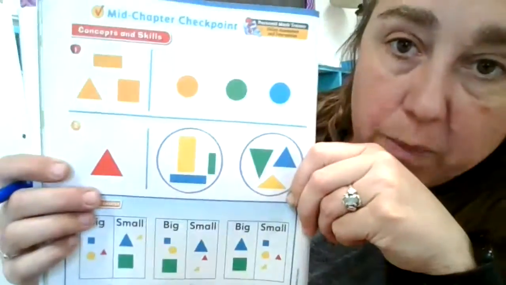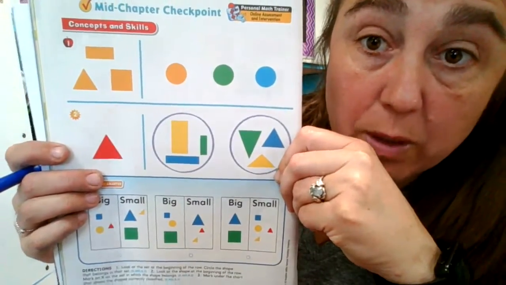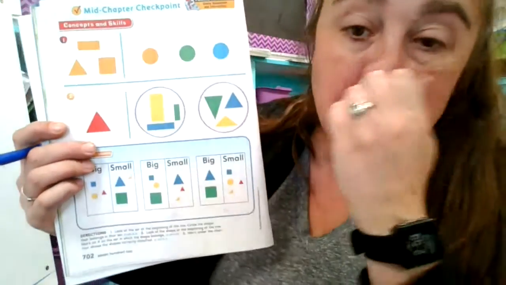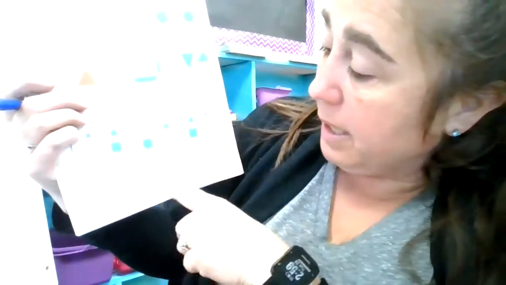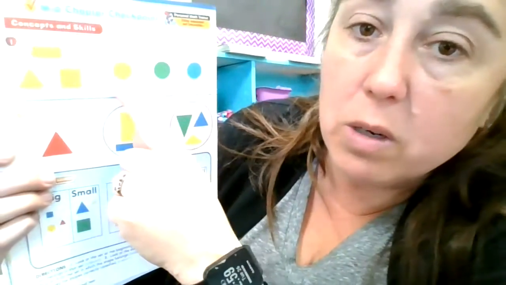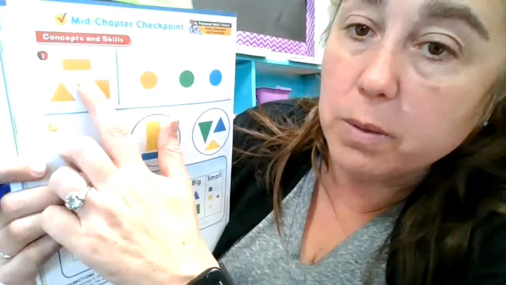If you would like to try this page with your family, that would be awesome. It just reviews what we did before. So it says in the first one, if you guys just want to do it with me, let's do it together really quick because it's a quick check. Look at the set at the beginning of the row. Circle the shape that belongs in that set. So would you say that the yellow circle, the green circle, or the blue circle goes in this set?